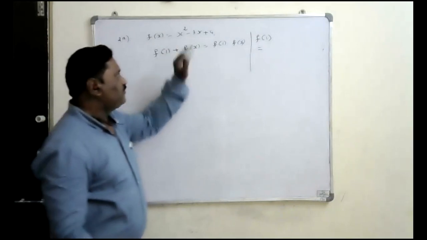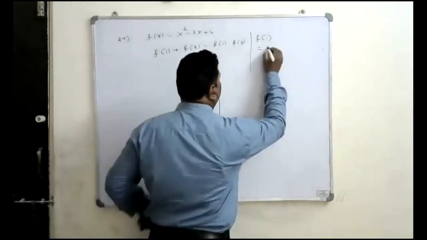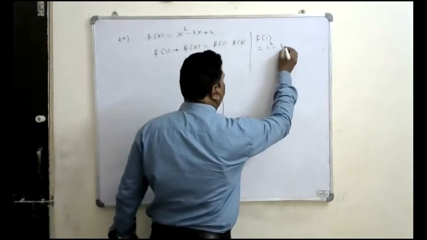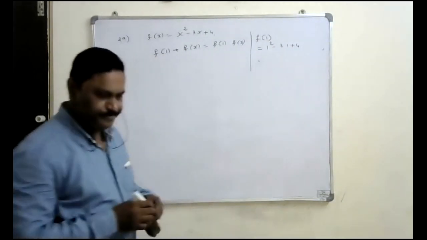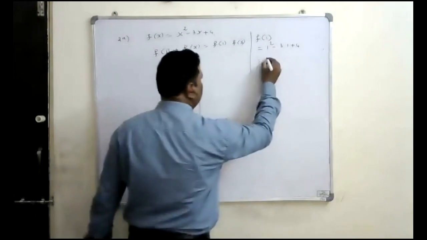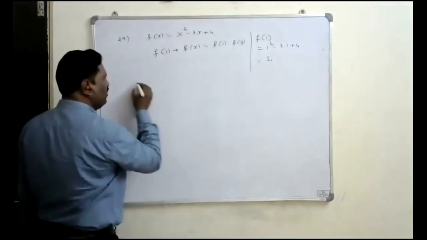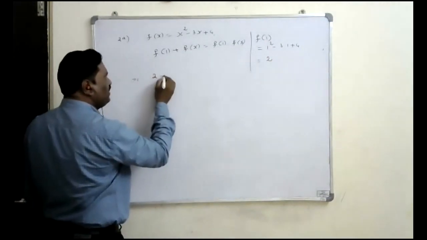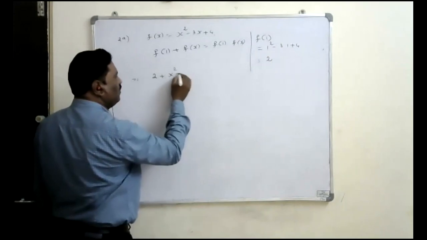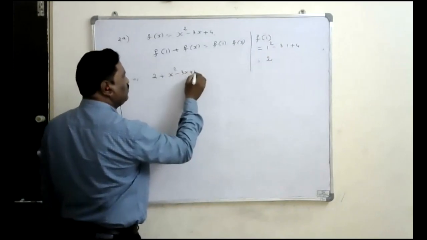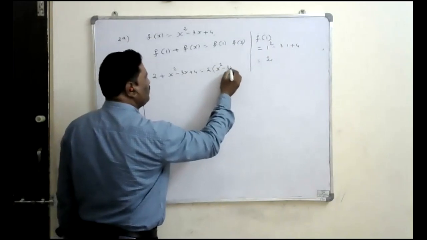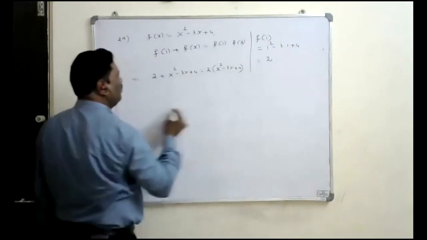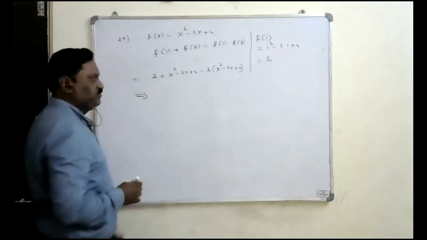Put 1 in place of x, what will we get? 1 square minus 3 into 1 plus 4. Minus 3 plus 4, how much is it? 2. So f of 1 value is 2. Substitute here. f of 1 means 2, plus f of x means x square minus 3x plus 4, is equal to 2 times x square minus 3x plus 4. This is the equation. You have to find the roots of this equation.